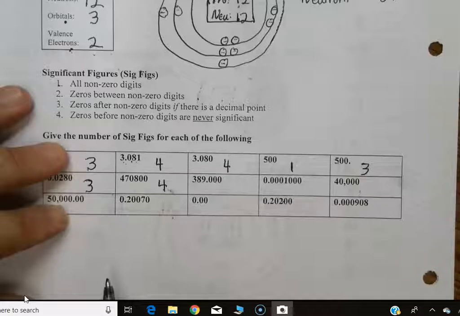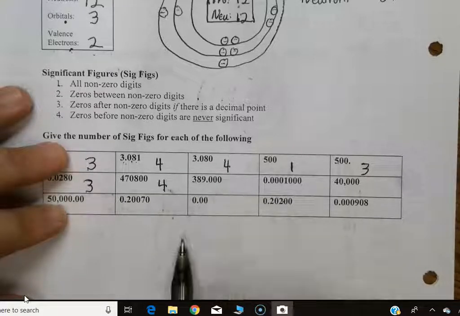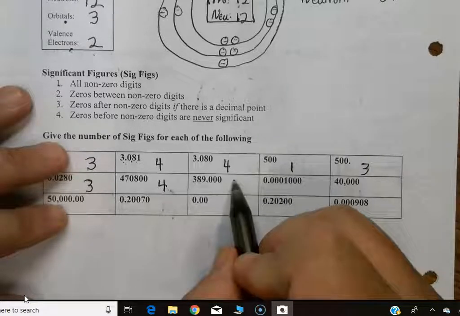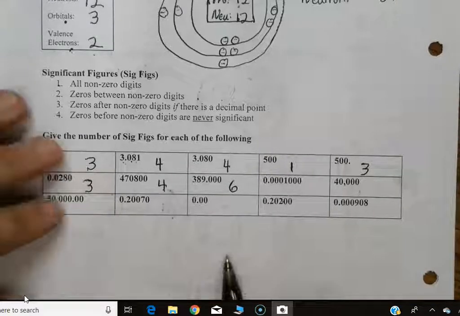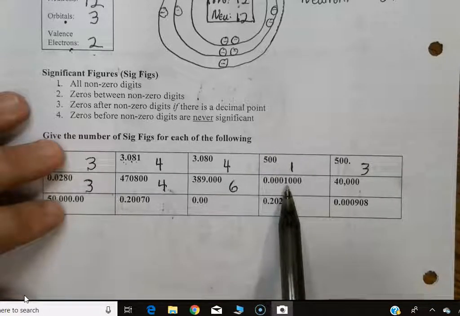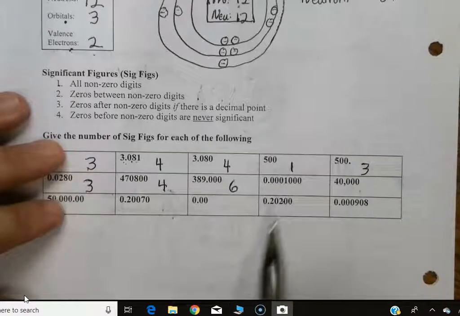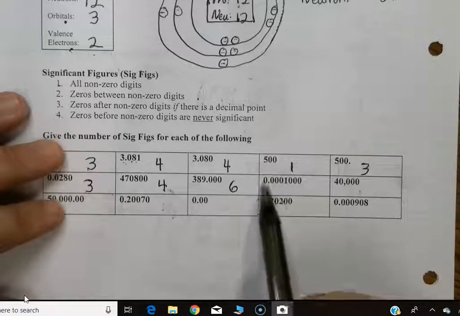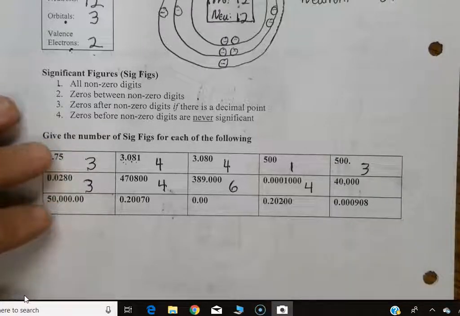Okay? Next one over, we've got 3 non-zero digits. We have a decimal, and we have 3 trailing zeros. With the decimal, those trailing zeros are significant. So that's 6 significant figures. Next one, we have 1 non-zero digit that's significant. We have a decimal with 1, 2, 3 trailing zeros. So that's 1, 2, 3, 4 significant figures. All the leading zeros in front of the 1 are not significant. So the answer to that is 4.